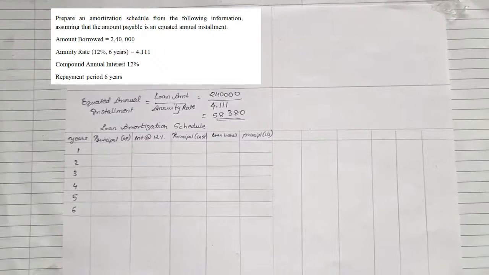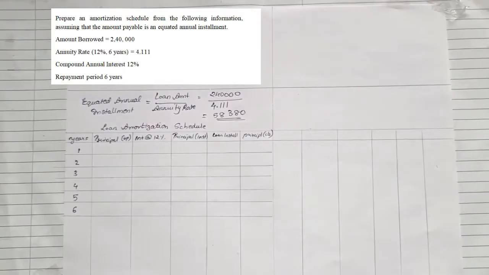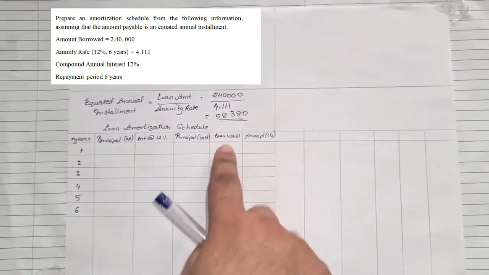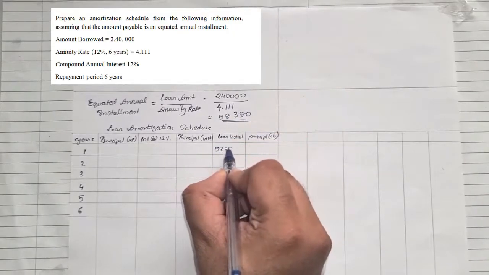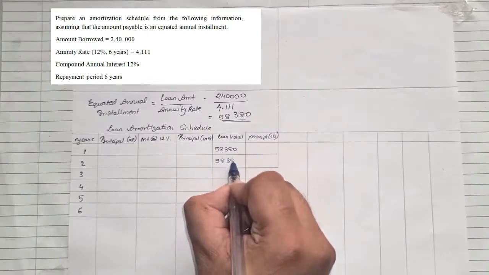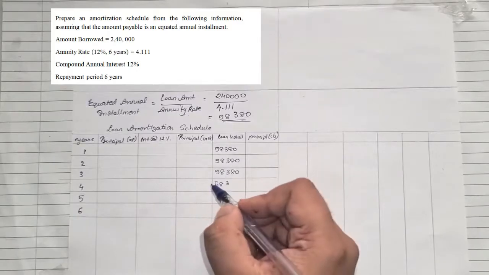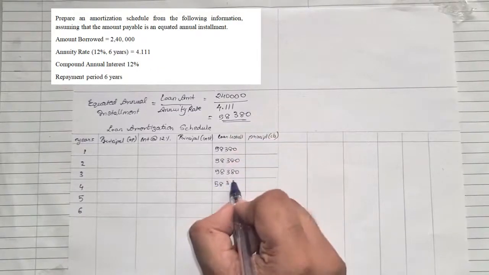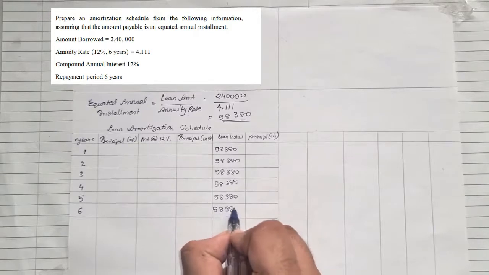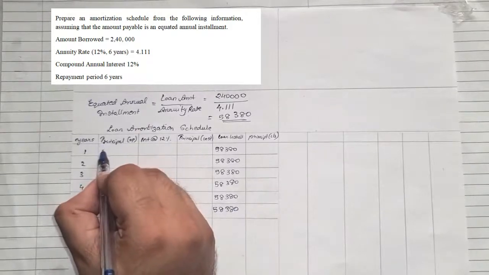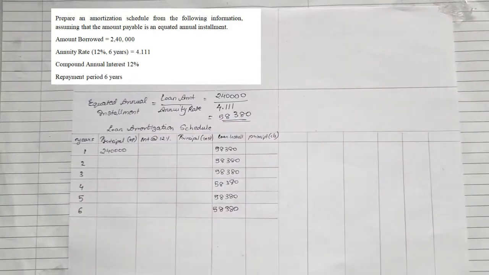Now this was the sum where they had asked us to find the entire schedule as per equated annual installment, meaning the loan installment will remain the same for all the 6 years. So 58,380 will remain for all the 6 years. If they want you to find it with the equated annual installment, meaning the annual installment will remain the same for all the years, that is 58,380 for all the 6 years. Now your opening balance of the loan was 2,40,000.